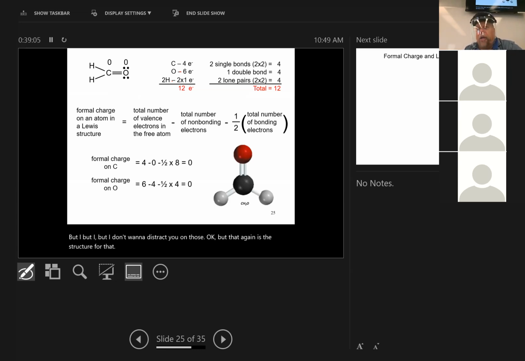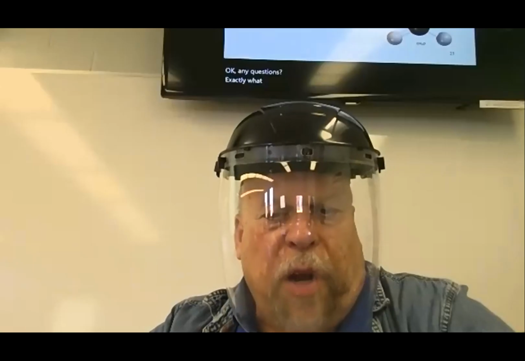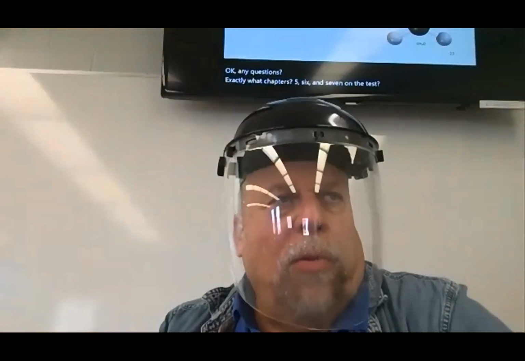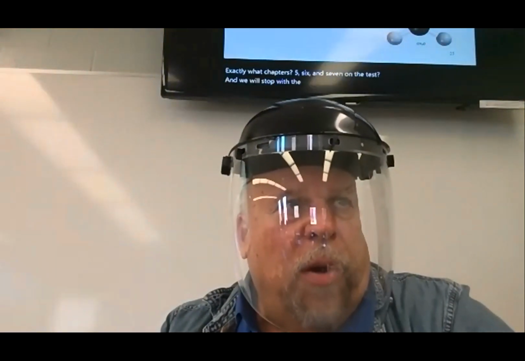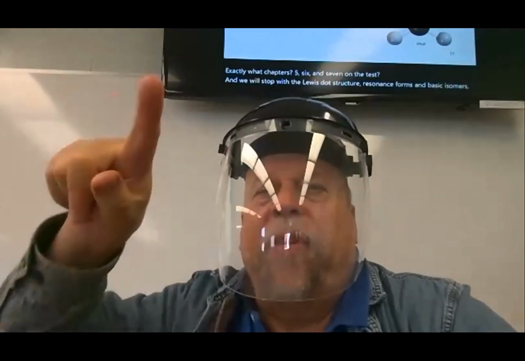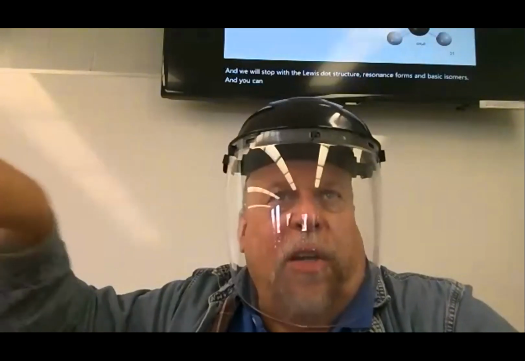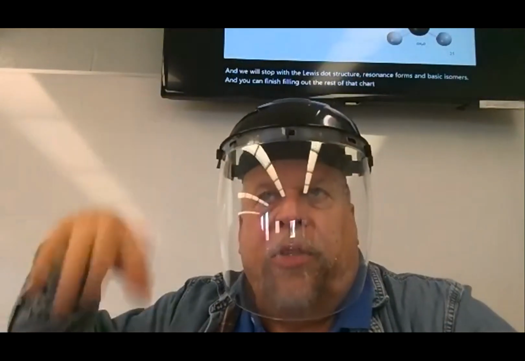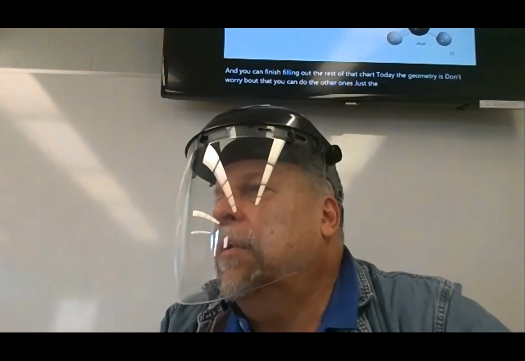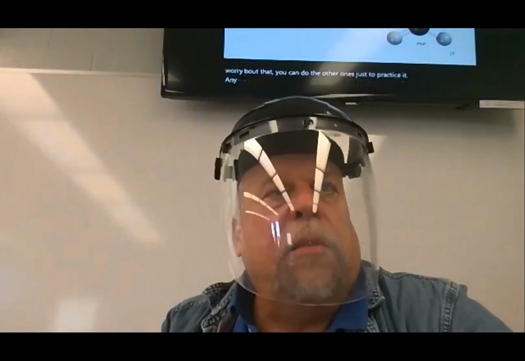Okay, any questions? Exactly what chapters will be on the test? Chapters 5, 6, and 7 on the test. We'll stop with the Lewis dot structures, resonance forms, and basic isomers. You can finish filling out the rest of that chart today. The geometries, don't worry about that. You can do the other ones just to practice. Any other questions?